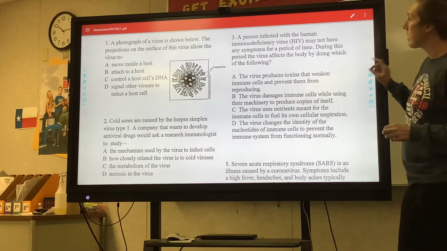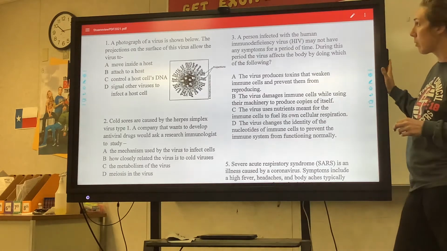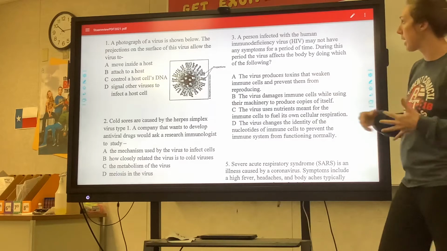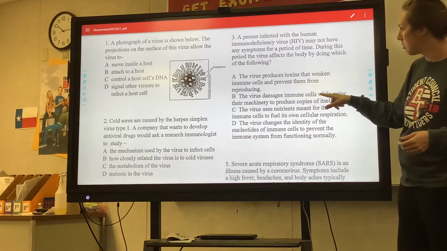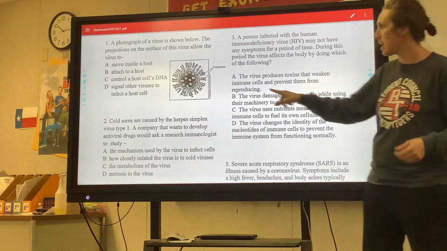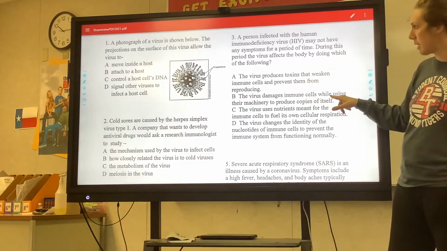A person infected with human immunodeficiency virus, HIV, may not have any symptoms for a period of time. During this period, the virus affects the body by doing which of the following? I would think it'd start to replicate. The virus produces toxins, doesn't produce anything. The virus damages immune cells while using their machinery to reproduce. Yes, B. Produce copies. It's B, yep.